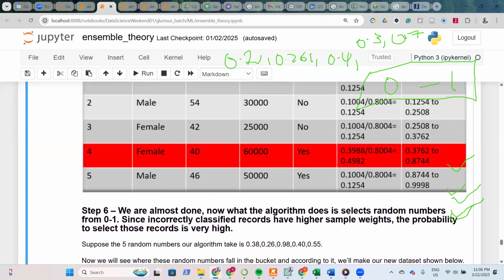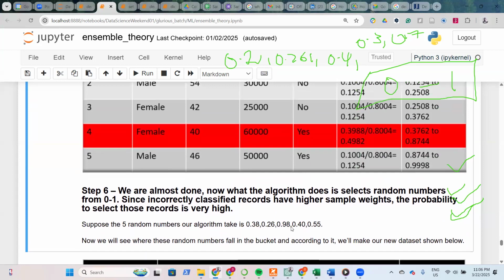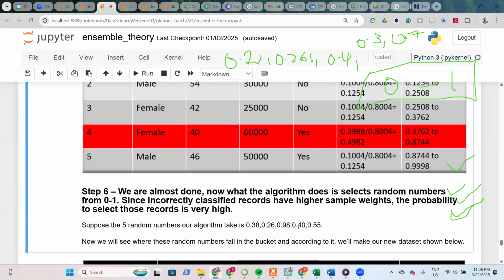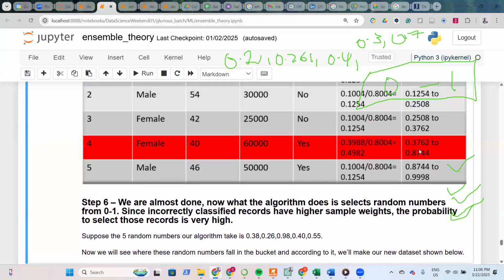0.26 falls in the third bucket. 0.98 falls in the fifth bucket. Then 0.40, it falls in which bucket? In the third. 0.4 falls in the third bucket. In the fourth, sorry, 0.5 falls in the fourth bucket. So in my own, 3 records fell in the fourth bucket, and then 1 in the third, and the other one in the fifth bucket.